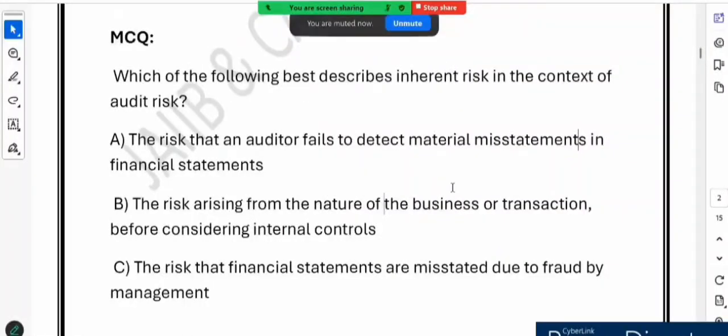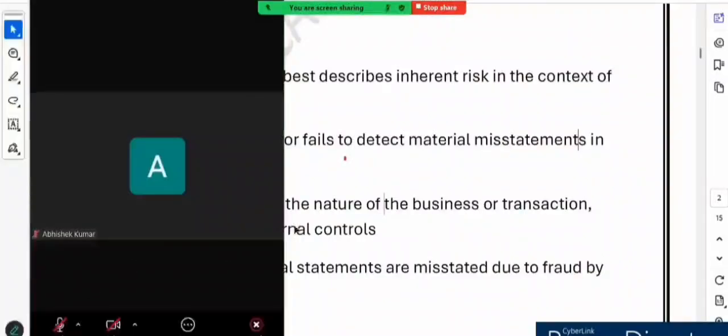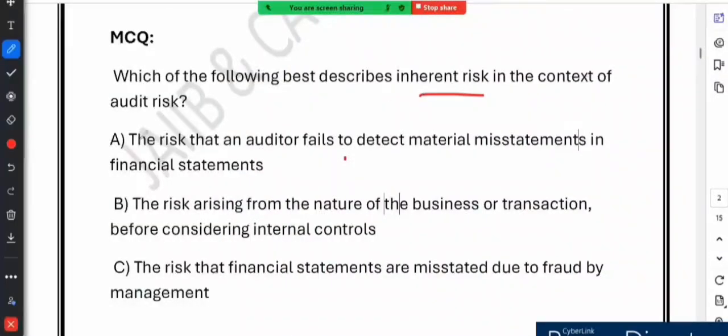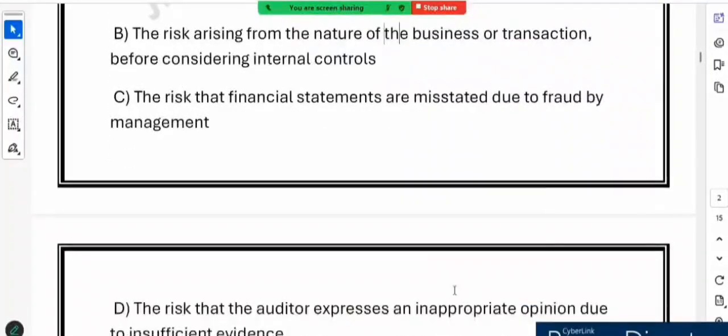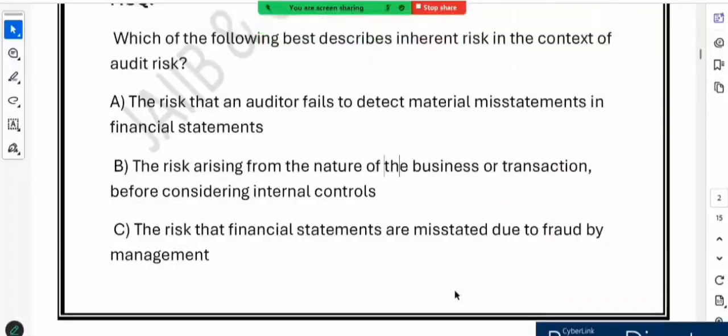The next question we have is, which of the following best describes inherent risk in the context of audit risk? Option A, the risk that an auditor fails to detect material misstatement in the financial statements. Option B, the risk arising from the nature of the business or transaction before considering internal control. Option C, the risk that financial statements are misstated due to fraud by management. And option D, the risk that the auditor expresses an inappropriate opinion due to insufficient evidence. So friends, what do you think the correct answer is?